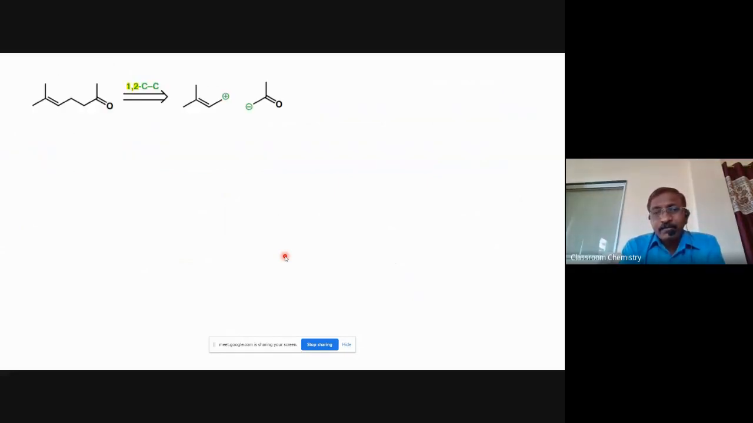Now, when we see such kind of 1,2 difunctionalized compound, then on one side there is a carbonyl group, on the other side there is an olefin group. So this is 1 and 2. So we have to disconnect this bond. When we break it directly, we get a negative charge on the alpha carbon of the carbonyl carbon, and here we can observe the allylic carbon is a carbocation.